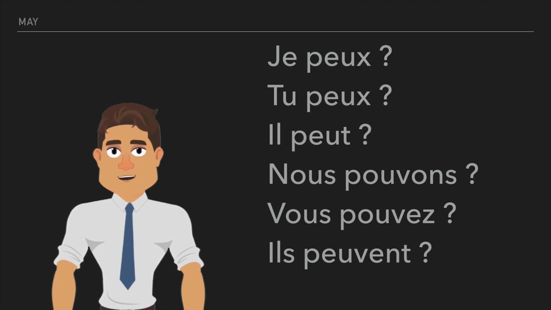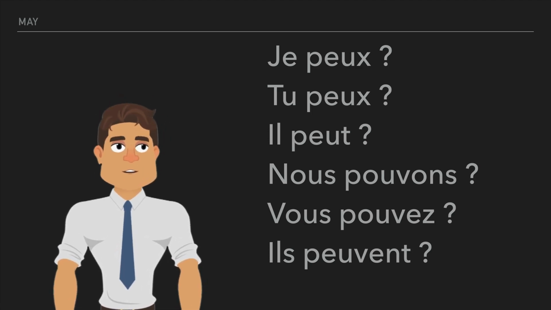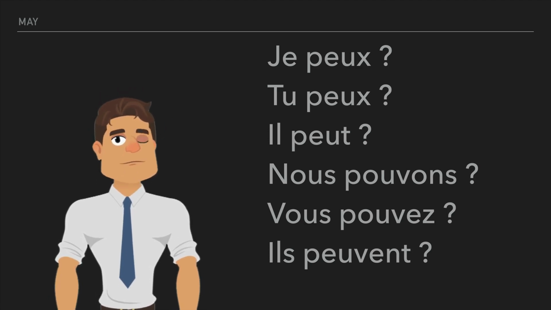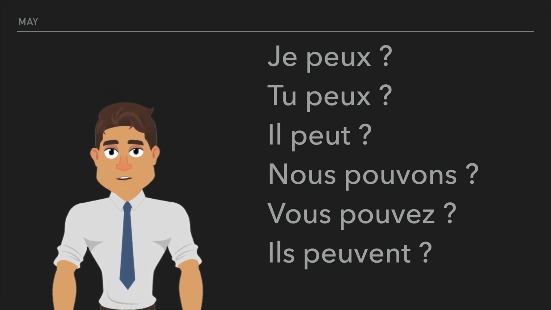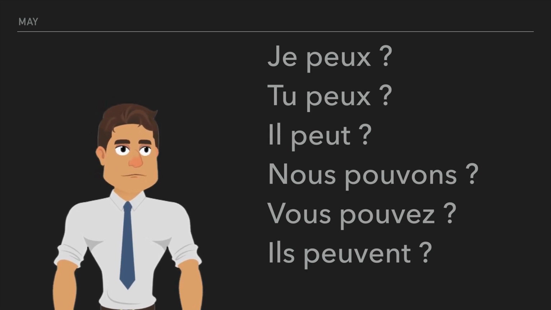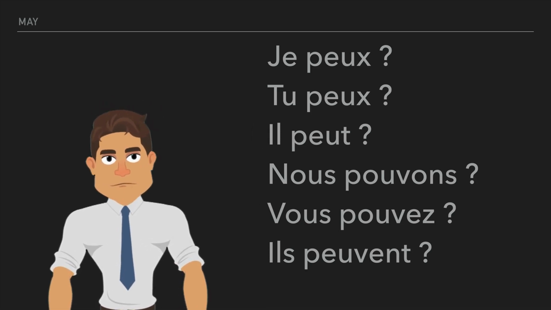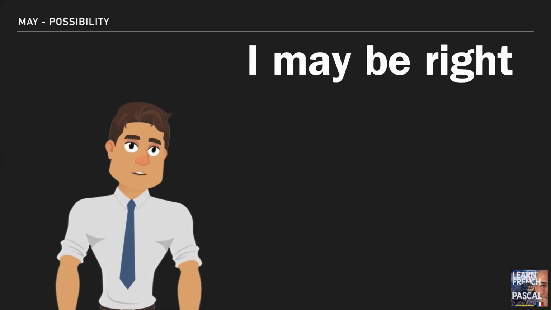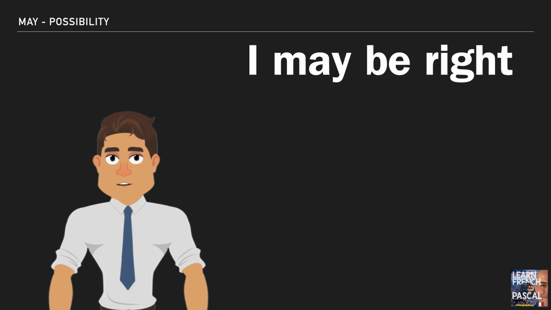You use the sentence, but you up your voice at the end, and it's a question. Je peux? Tu peux? Il peut? Nous pouvons? Vous pouvez? Ils peuvent? And that's it. So let's see now some examples when may means a possibility.